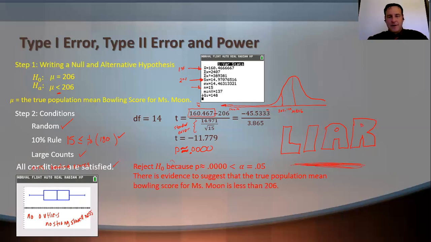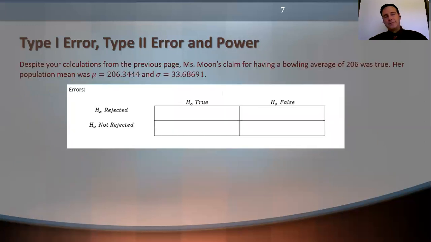Now, what happens further is what Miss Moon shares. She says, you know what? My actual population average is 206.3444. And if I look that up on the graphing calculator and actually put all 180 scores in my L1, this is actually true.